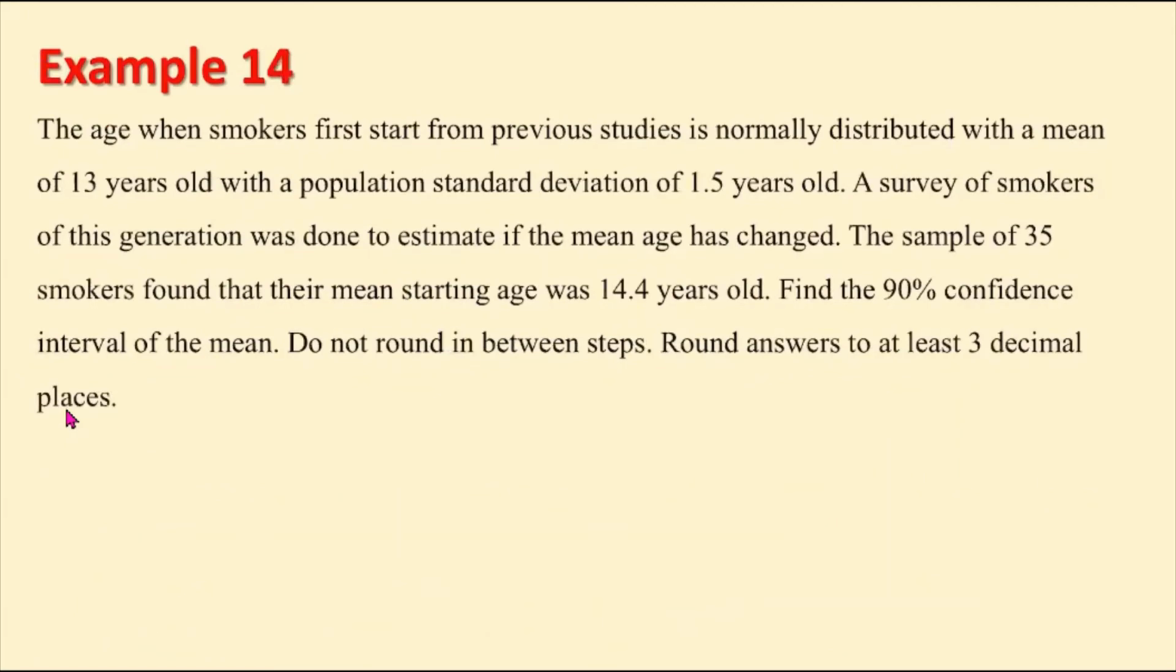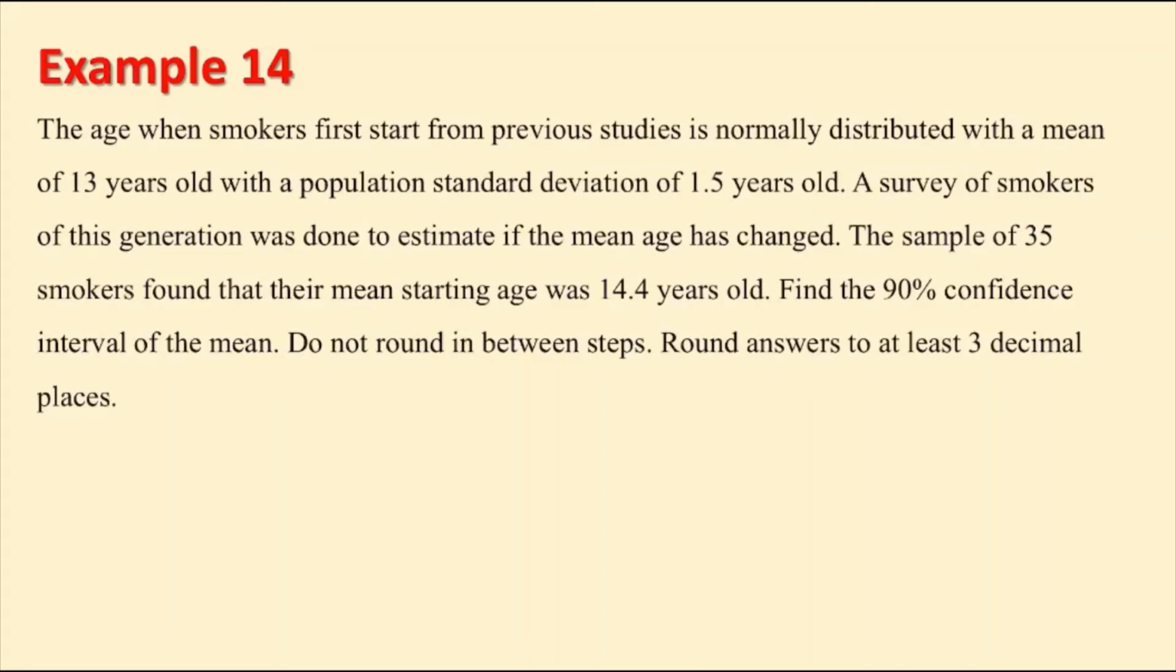Example 14 again. Let's see what is given. The age when the smokers first start, from the previous study, is normally distributed with a mean of 13 years old and a population standard deviation of 1.5. We know the mean and the population standard deviation.